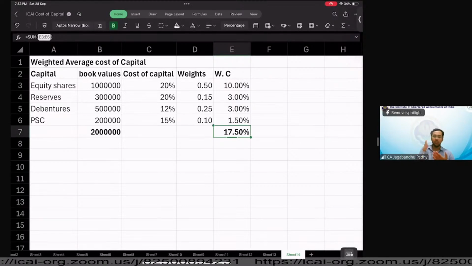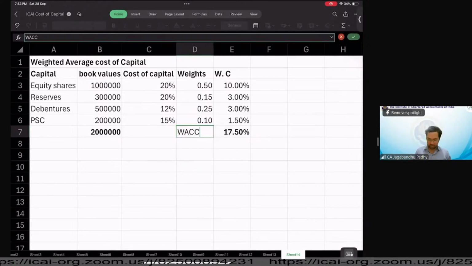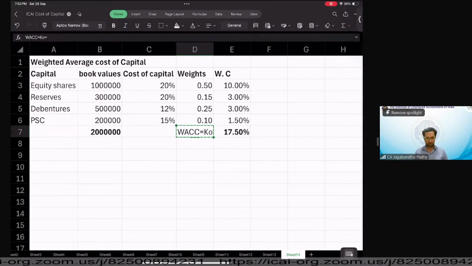That is 17.5%. So it means you have to earn 20% on 10 lakh, 20% on another 3 lakh, 12% on 5 lakh, and on preference share capital, you need to earn 15%. So on an average, overall on 20 lakh, you require a return of 17.5%. Correct, guys? And this 17.5% is nothing but the weighted average cost of capital, which is also denoted as KO.